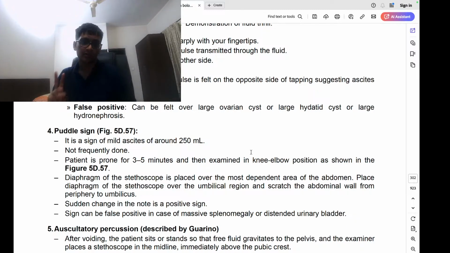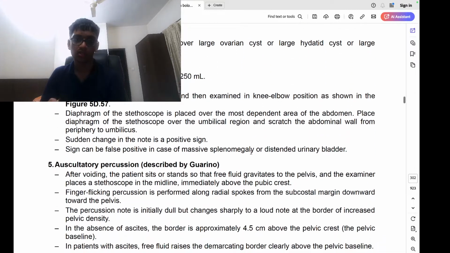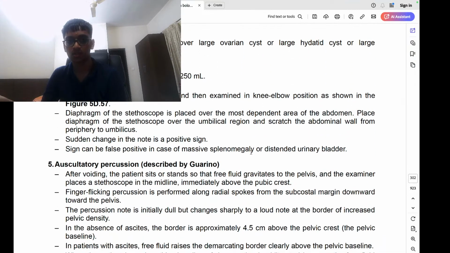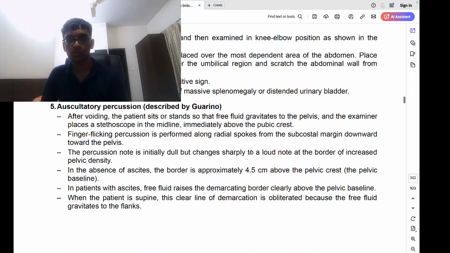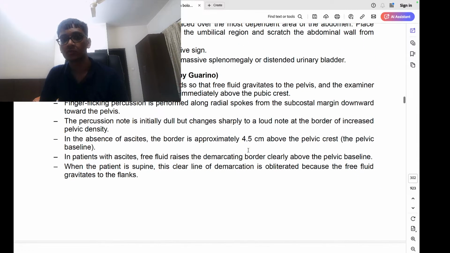Then, puddle sign. It is for mild ascites, 250 ml. It is not frequently done. You ask them to be in knee-elbow position and the diaphragm of the stethoscope is placed on the most dependent part of the abdomen. Place the diaphragm of the stethoscope above the umbilical region and scratch the abdominal wall from the periphery to the umbilicus. There will be a sudden change in the note. It can be a false positive in case of massive splenomegaly or distended urinary bladder.